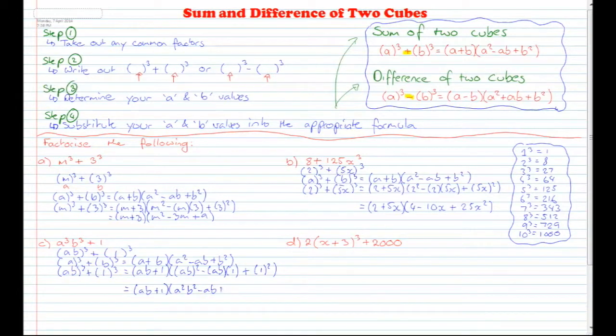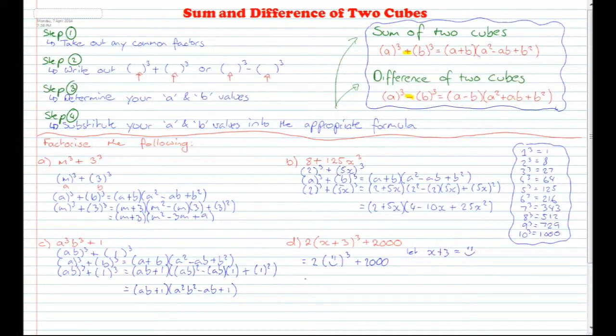Coming up to the last worked example now, we've got 2 bracket x plus 3 cubed plus 2000. Now, it's saying factorise something, and remember, if you've already got brackets, then what you need to do is convert whatever's in the brackets into a smiley face. So we're going to write this out as it being equal to 2 bracket smiley face cubed plus 2000, once we've let x plus 3 equal smiley face.